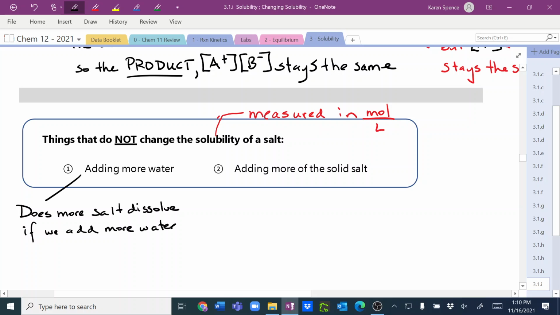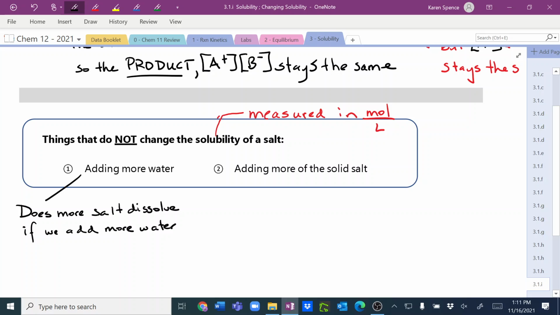So let's say I've got my beaker, I put in a bunch of salt, I've stirred it around, and there's some undissolved in there. If I add more water, does more dissolve? Are we silent because we're thinking about it, or are we silent because it's too simple, Ms. Spence?